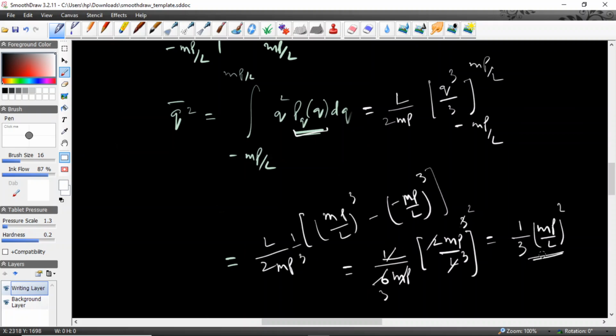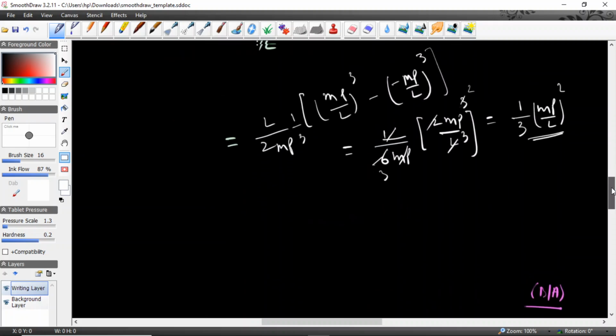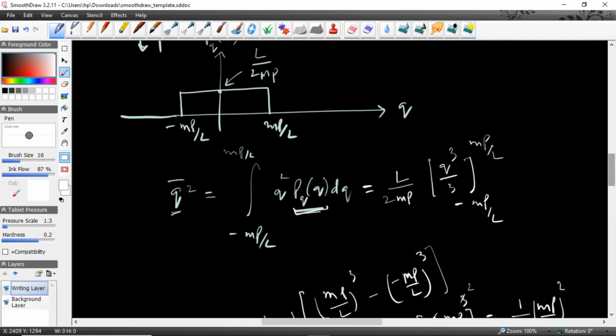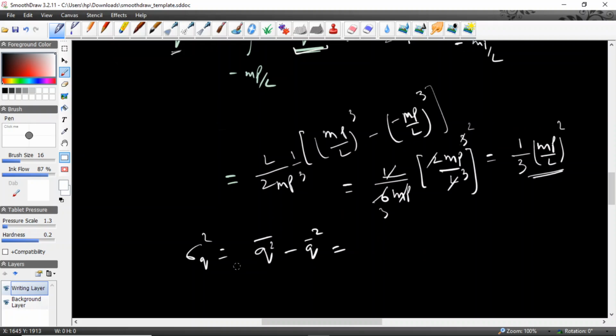This is your mean square value of the quantization noise, and accordingly you can find the variance. The variance, which is sigma q square, will be mean square value minus square of the mean. And if you see the mean of this PDF, it is 0, because it is a uniform PDF and the center of the PDF is at q equal to 0, so the mean is 0.